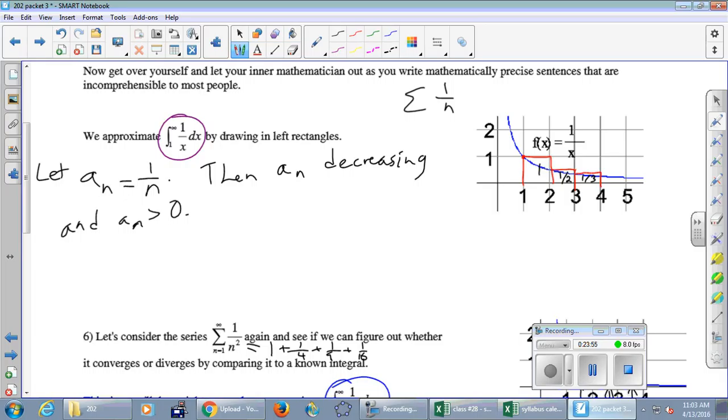And so with those two hypotheses written out, the integral test is in play. We get to use the integral test. We know that the integral of 1 over x from 1 to infinity converges or diverges? Diverges.